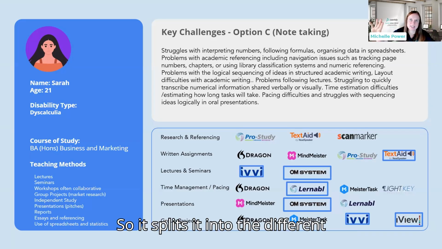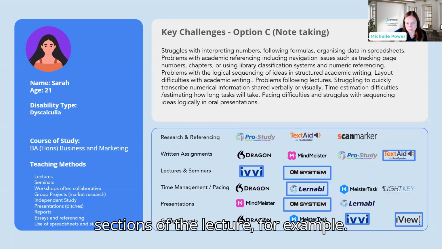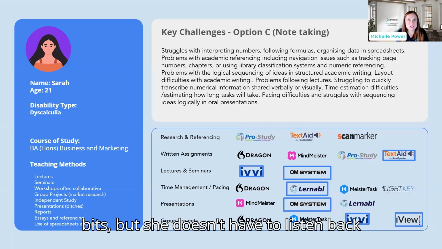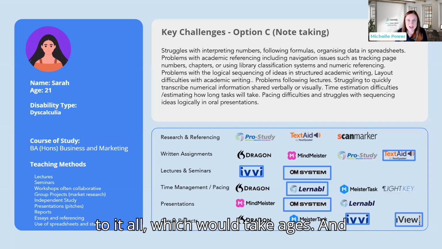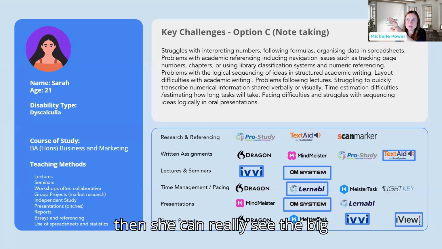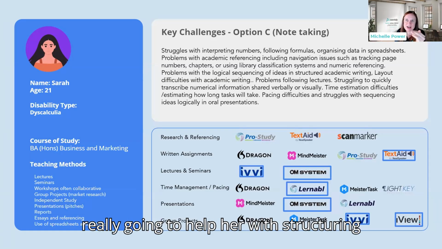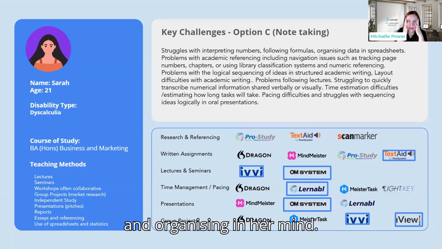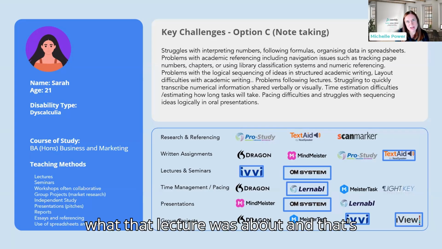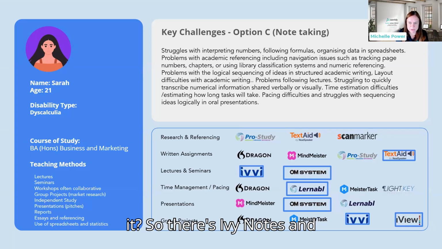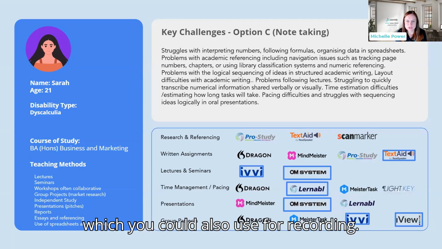So it splits it into the different sections of the lecture, for example, and then Sarah will have the full content. She can listen back to little bits, but she doesn't have to listen back to it all, which would take ages. And then she can really see the big picture and then the details, zooming into the details if she needs to. So it's really going to help her with structuring and organizing in her mind what that lecture was about, and that's going to help her with learning, isn't it? So there's Ivy Notes, and then OM System is a physical audio recorder, which she could also use for recording.